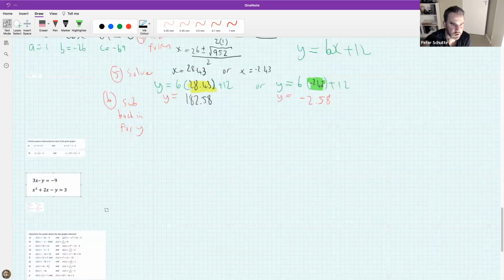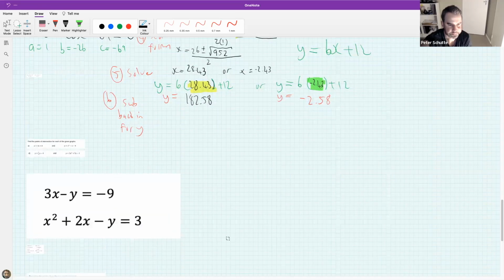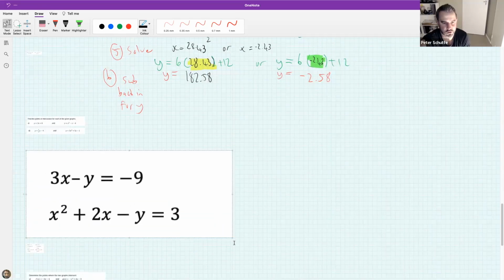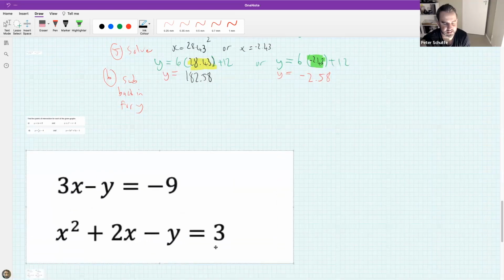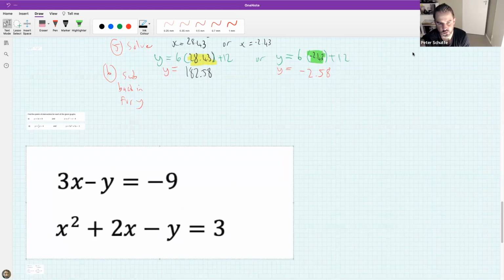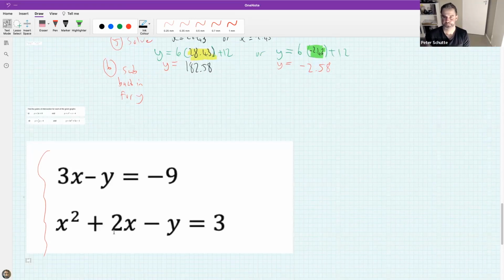Let's do that one. So I want you to solve simultaneously for those two equations, or find the intersection points of those two equations. That's what I want you to do. And if you do have a question, pop up your hand and I can assist you.